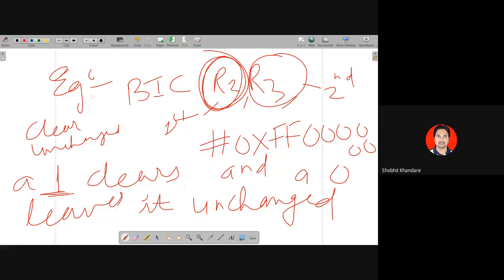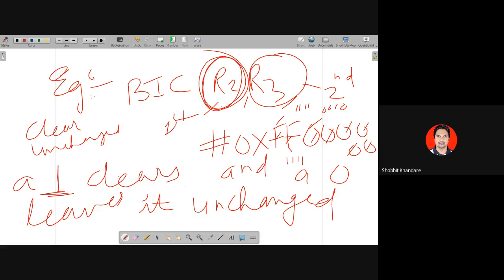so how is that possible? It is possible. How? See now. Here F means 1 1 1 1. This F means 1 1 1 1. This 0 means 0 0 0 0, and so forth. How many digits are there? 1 2 3 4 5 6 7 8. So 8 fours are 32. The size of the register is 32.